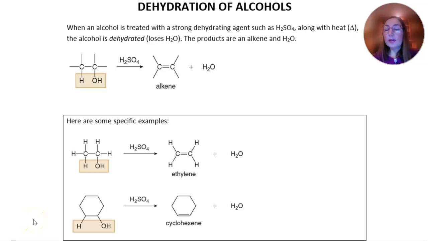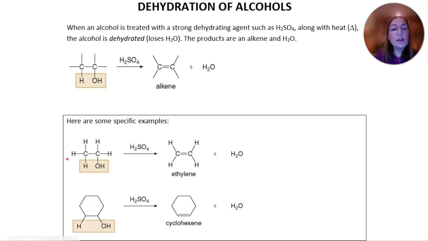In this video, we're going to learn about an important type of reaction of alcohols called dehydration of alcohols. So when an alcohol is treated with a strong dehydrating agent, such as H2SO4, along with heat, which we can represent with a triangle or delta, the alcohol is dehydrated. It loses water. And the products then are an alkene and water, the water that was lost.